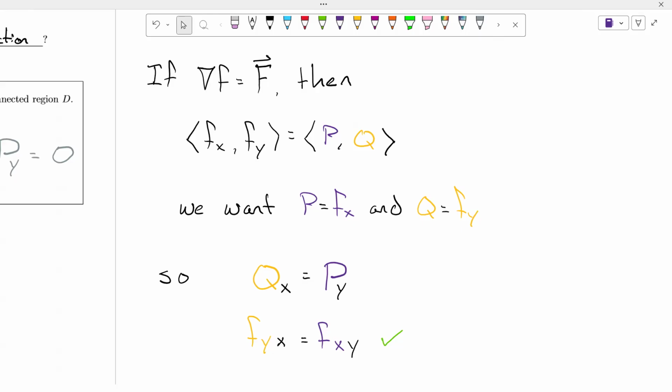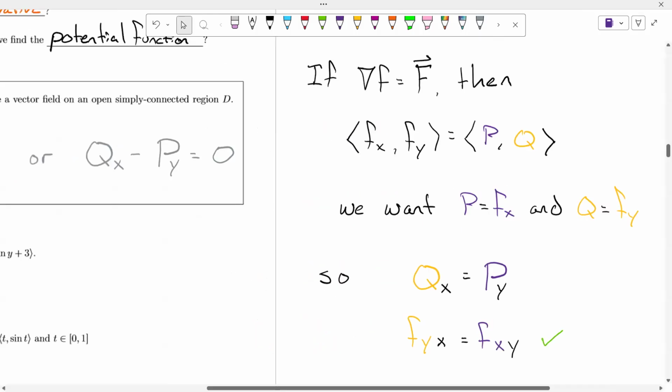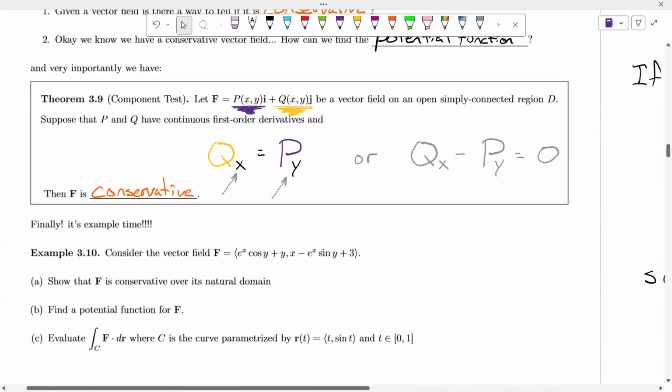We're looking at the opposite order partial derivatives on P and Q, but we're doing it in the opposite order because we're expecting those two pieces to already be partial derivatives. So I just need to do the partial derivative that hasn't been done already to check that they're equal. All right, so that's our plan. Now, let's go do an example.